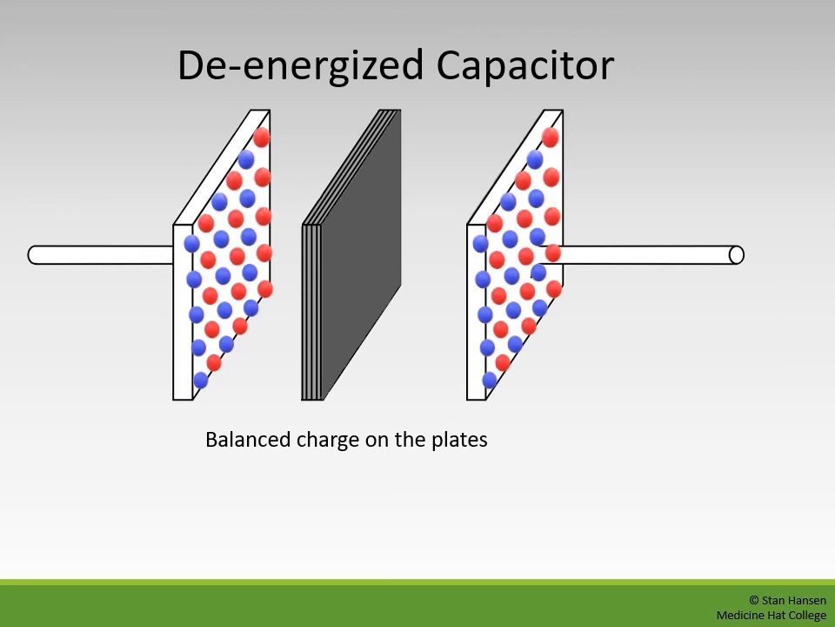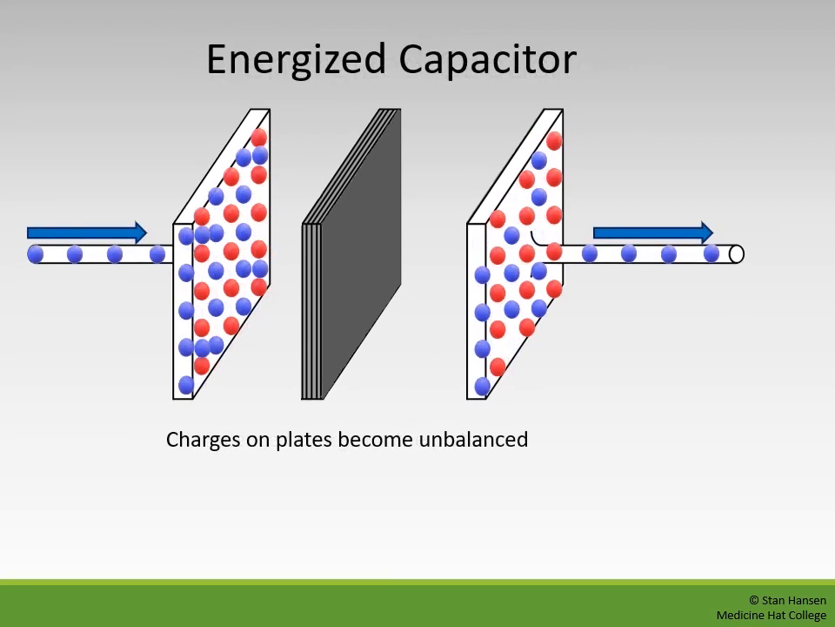Generally, when we have a de-energized capacitor, both plates have what's called a neutral electrical charge, which means all the electrons and all the protons on those plates are an equal number, giving us a net zero balance of charge. When we apply a voltage to our capacitor, we apply electrical pressure, and that electrical pressure is forcing electrons onto one of the 2 plates of the capacitor.